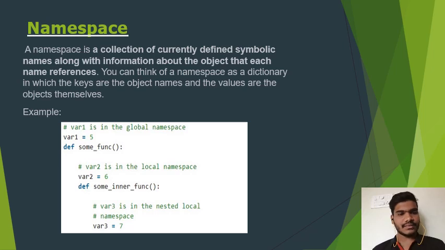Example: var1 is 5. A function is defined, some function. Var1 is in the global namespace. Var2 inside some function is in a local namespace, and another function is defined, some inner function. Var3 is in a nested local namespace.